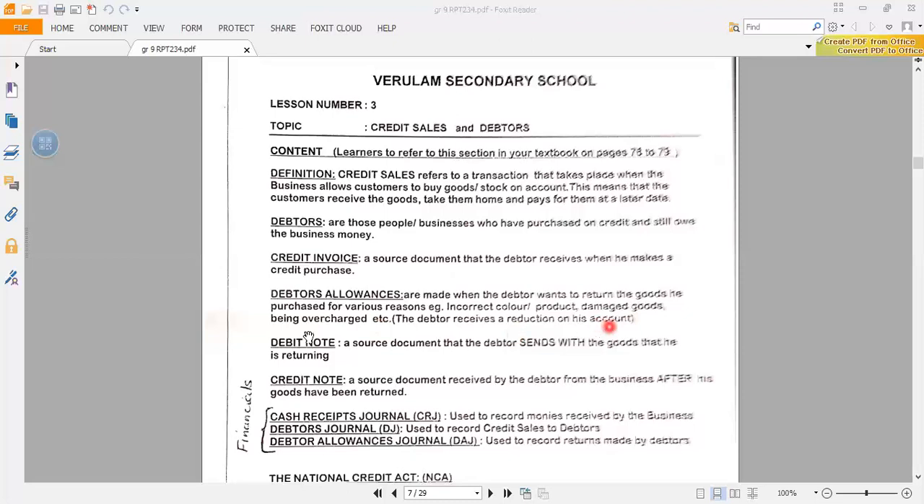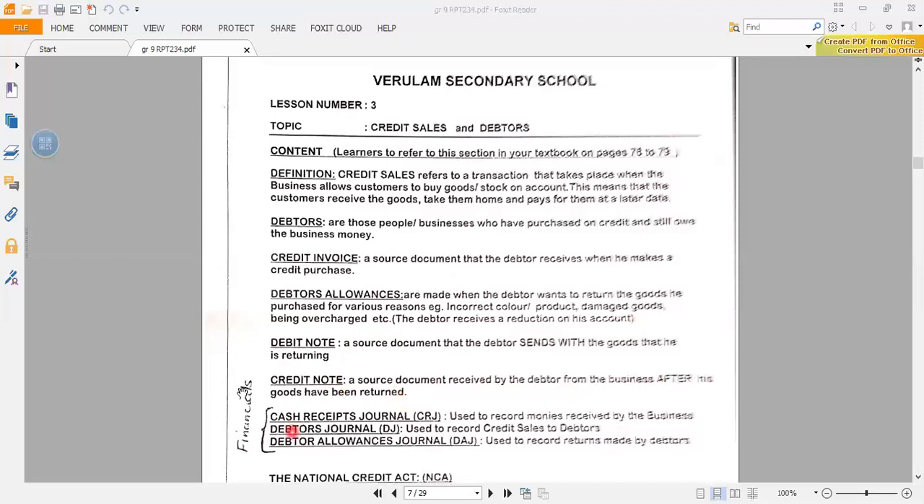Now, when the debtor brings his products to me, it is accompanied by a source document that he sends with the goods that he is returning. That source document is called a debit note. So my business is going to receive the products and the debit note, and I will issue to him a credit note. This is a source document received by the debtor from the business after his goods have been returned to the business. So basically these are credit sales and debtors.